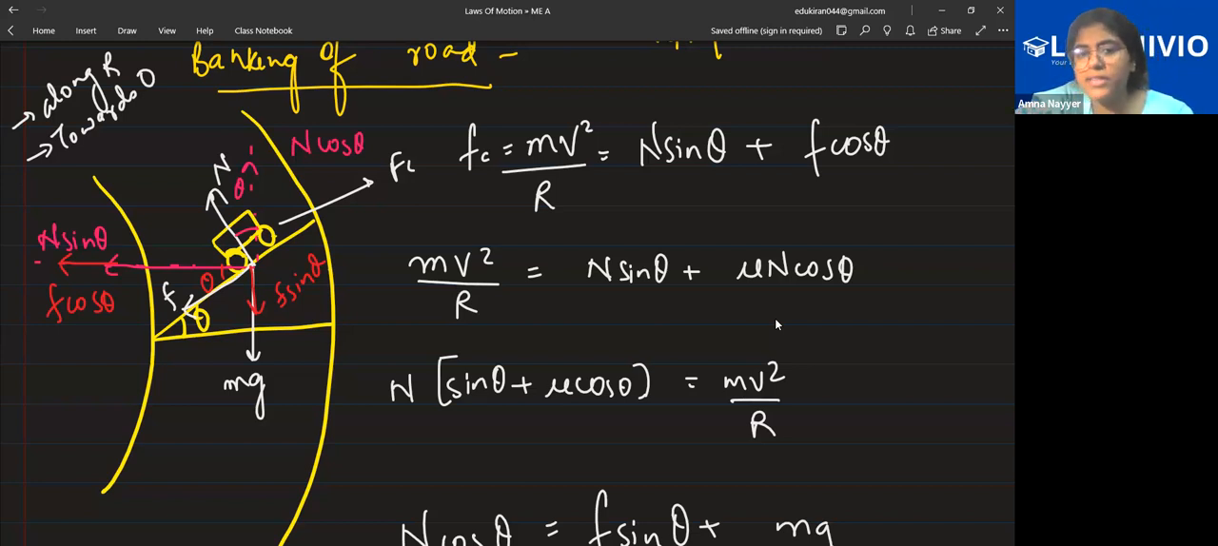What is the formula of centripetal force? mv square by r, right? So N sin theta plus mu N cos theta is equal to mv square by r. Fine, class.